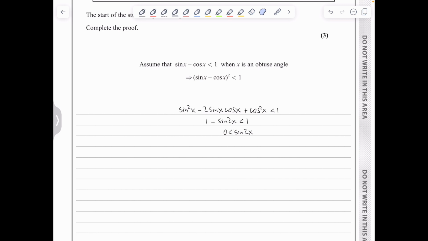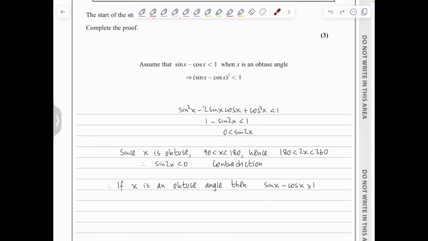However, since x is obtuse, that means we're between 90 and 180, and therefore the 2x must be between 180 and 360. So the angle is in the third or fourth quadrant, and therefore sine of 2x must be negative, which means we're looking at a contradiction because we have just obtained that sine of 2x is positive. Therefore, we conclude that if x is an obtuse angle, then sine of x minus cos x must be greater than or equal to 1.